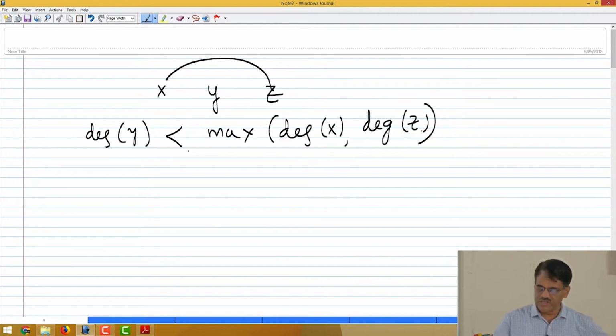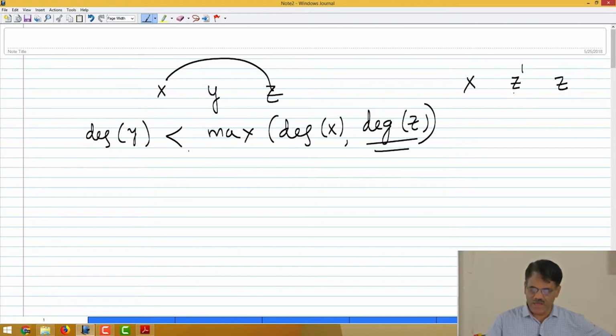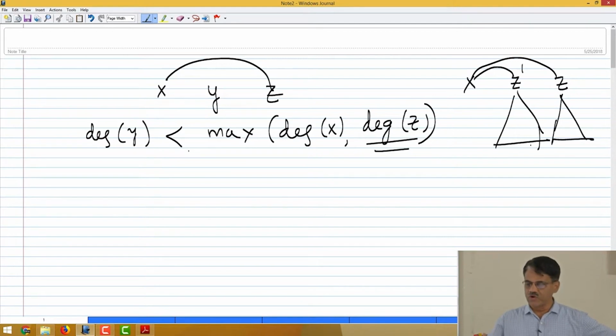Now what I am going to do is construct the same graph. Now let's say, without loss of generality, z has the higher degree. Okay, then what we will do is, instead of y, I will have z prime and z. Basically y is playing the role of z, which means it has the same neighborhoods. So what are the neighborhoods? Since z is adjacent to x, z prime will also be adjacent to x, and whatever z's neighbors here are, the z prime will have the same neighbors. I have a new graph now.